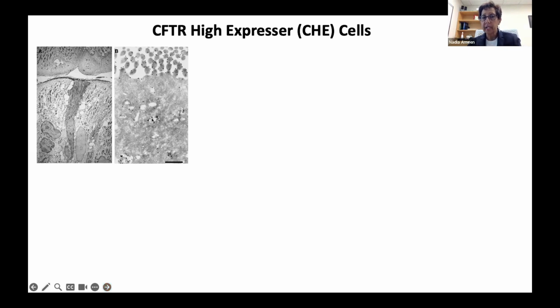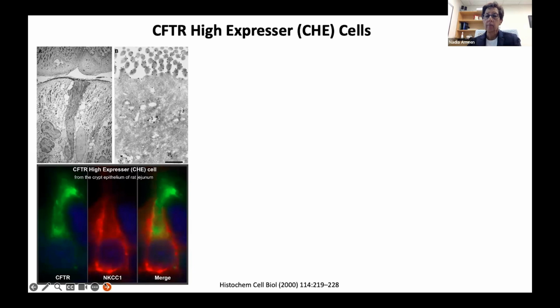Now, I'm not showing you the quantification that we did, but that's published. Most of the CFTR is in the cytoplasm. A third of the CFTR is on the membrane, but the majority is in the cytoplasm. And that distribution is one that supported membrane trafficking of CFTR. So we also did immunofluorescence staining of the cells in the superficial crypt.